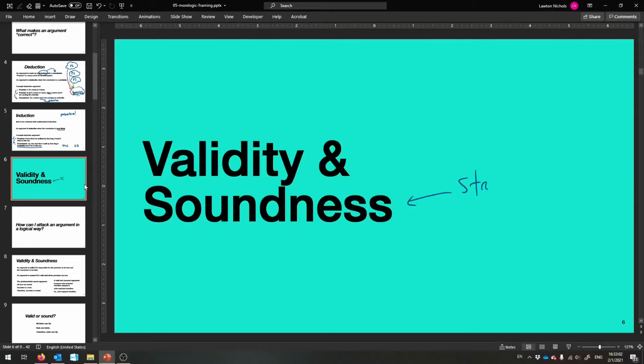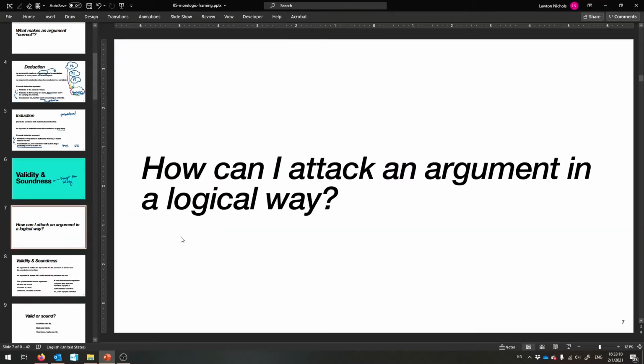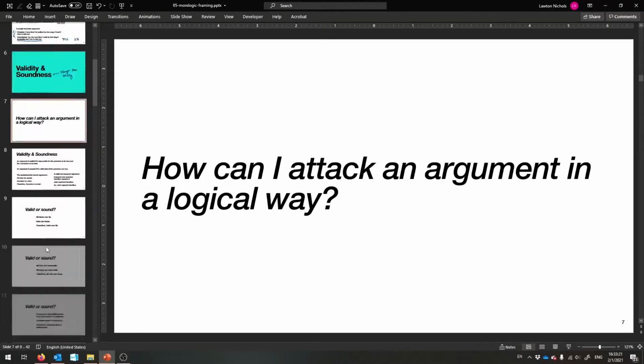Stronger than validity. Okay, so I guess the question I'm going to answer for you in this little subsection is, I have an argument, I don't like this argument. How can I attack it logically without screaming obscenities at the person I'm arguing with? Okay, so that's the idea.